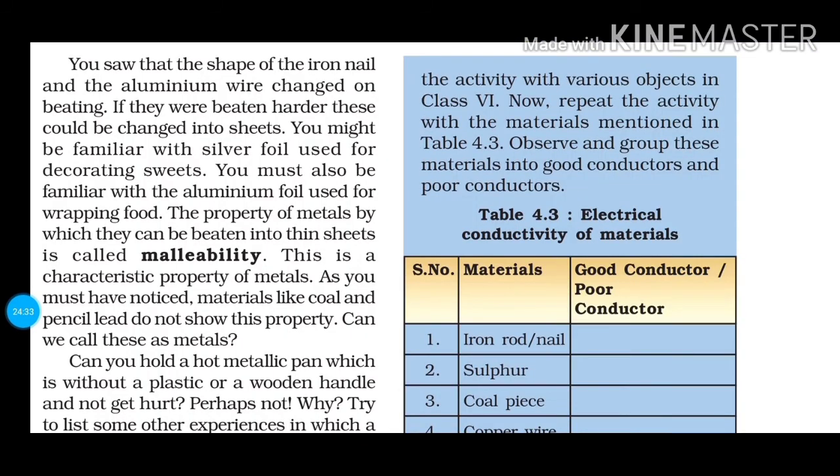Yes, the activity with various objects in class 6. Now repeat the activity with the materials mentioned in the table 4.3. Observe and group these materials into good conductor and poor conductor.